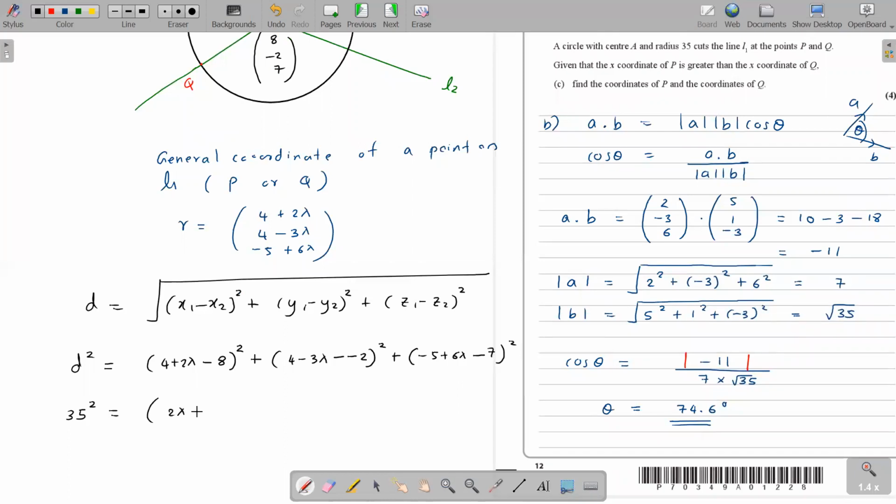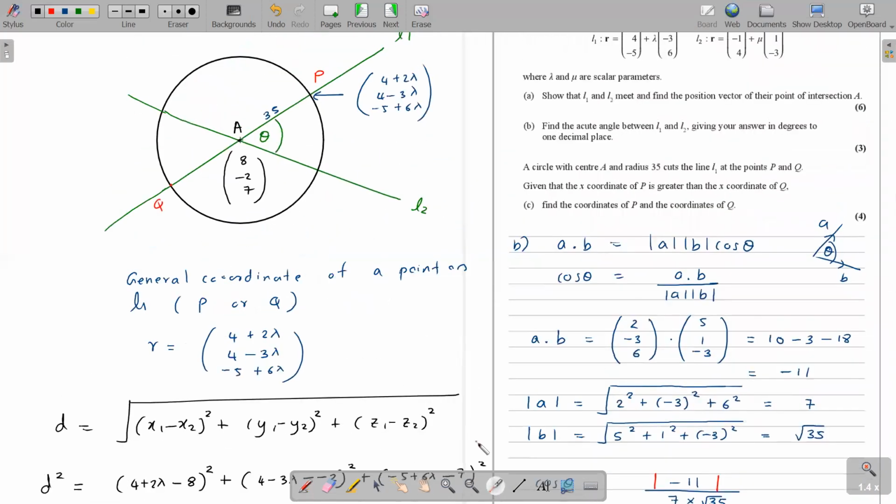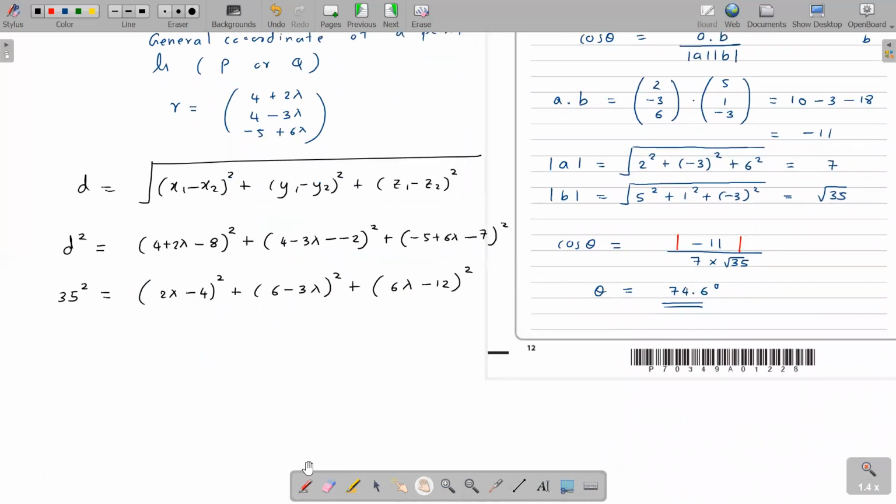Can you all get the value here? 2 lambda, 4 minus 8 is minus 4, squared. Then here I get minus is plus, 4 plus 2 is 6, so 6 minus 3 lambda squared. And here I get 6 lambda minus 5 minus 7, which is minus 12, squared. So open the bracket and you will end up getting a quadratic equation with lambda. Are you with me? That generates two values of lambda. One lambda value will give you the P coordinate, the other lambda value will give you the Q coordinate. So this is how we do these kinds of questions.